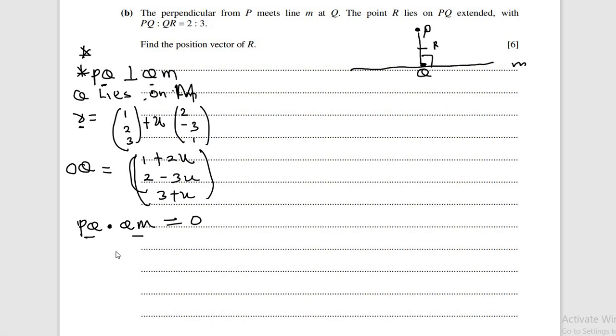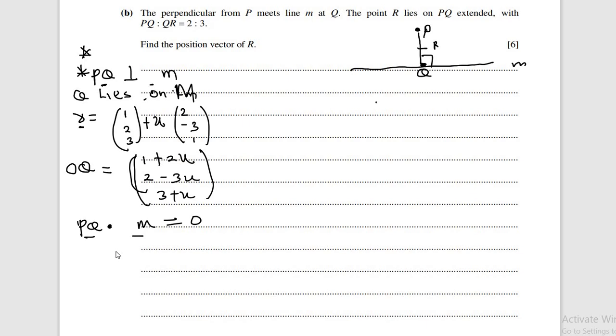No, sorry, PQ is not perpendicular to QM. PQ is perpendicular to line M alone. Look at it, look at line PQ. It's perpendicular to line M, not QM. I repeat, PQ is perpendicular to M. So the scalar product of PQ dot M is equal to 0.